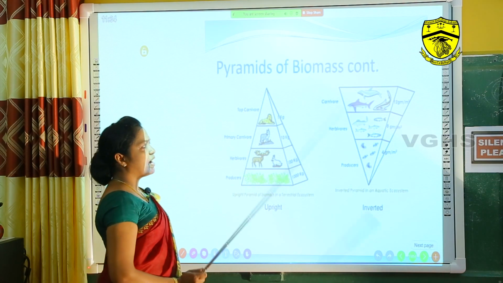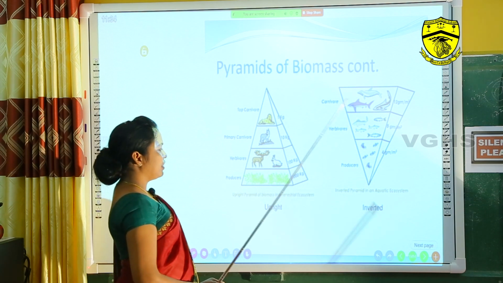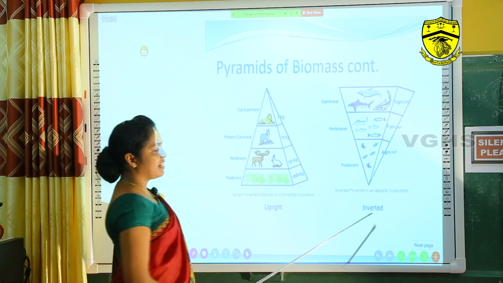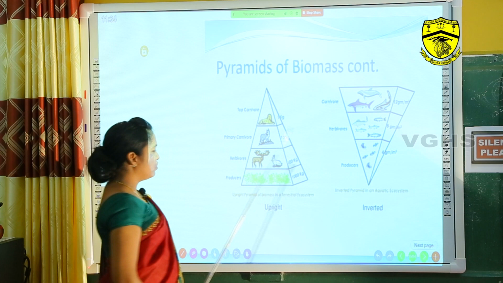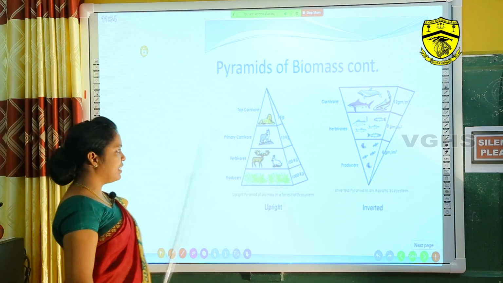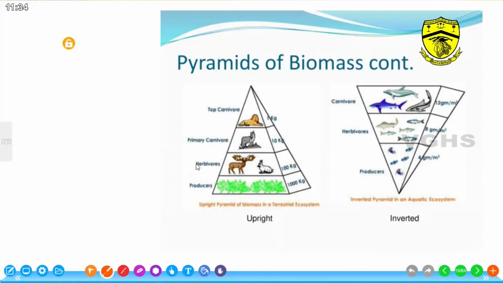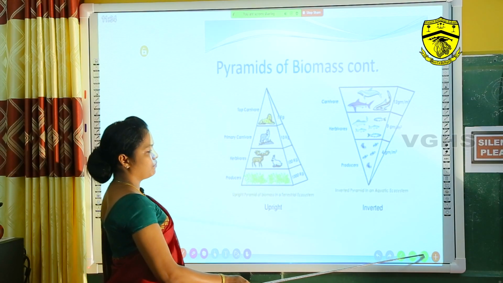And the pyramid of biomass, you know that this is of 2 types, upright and inverted. So this is the producer here, and next one is the herbivore, and next one is a primary carnivore, and the top carnivore here. This is the upright pyramid of biomass. And in an aquatic system, an inverted biomass pyramid is present. You already know that.